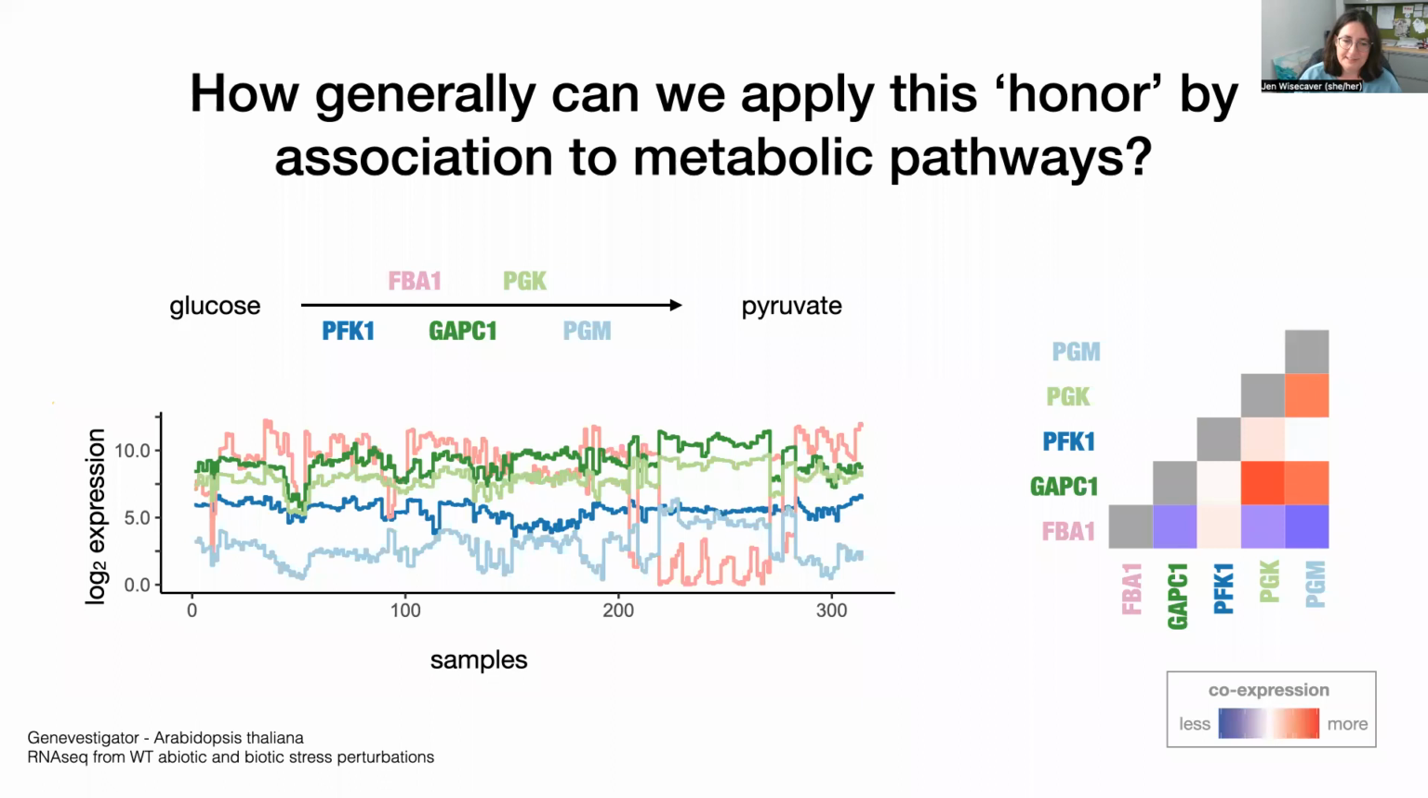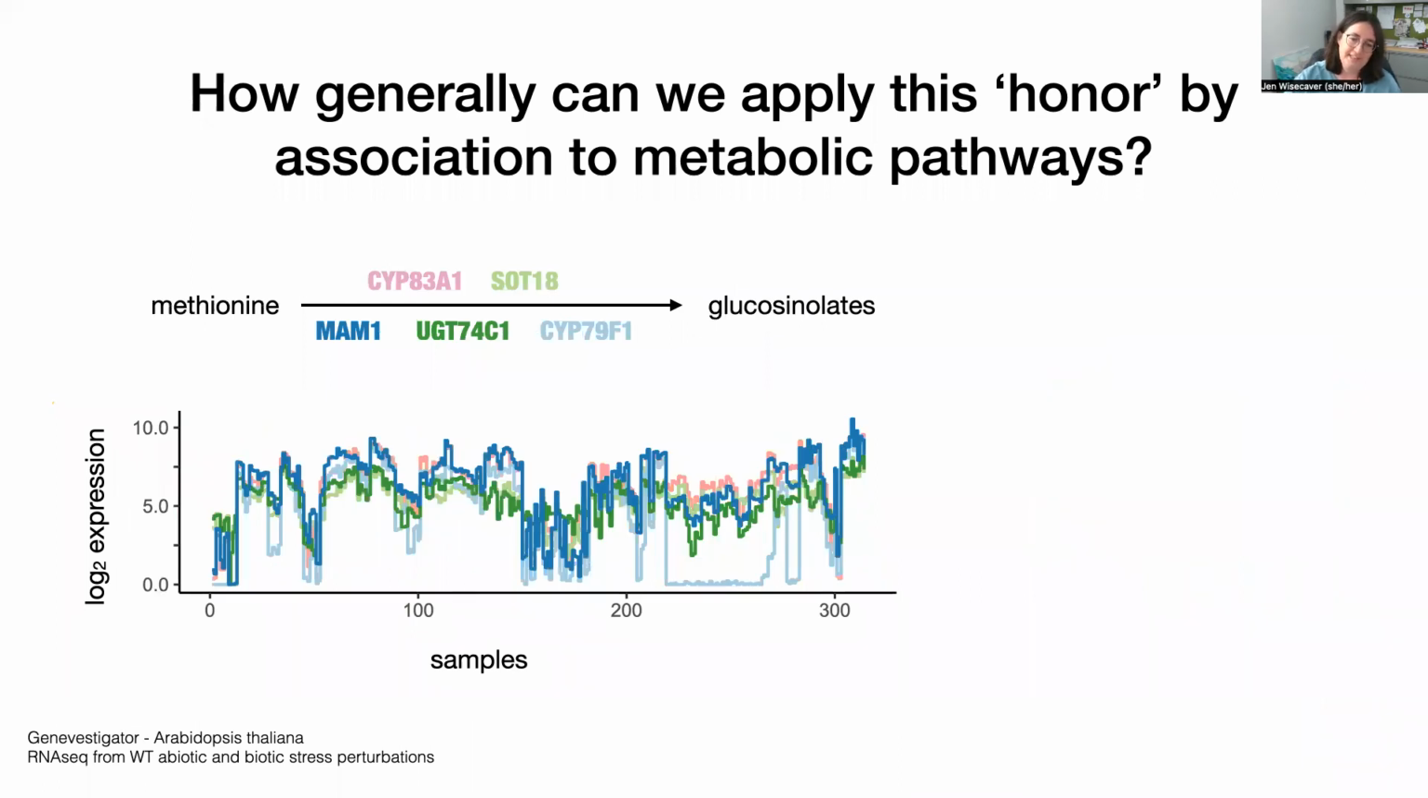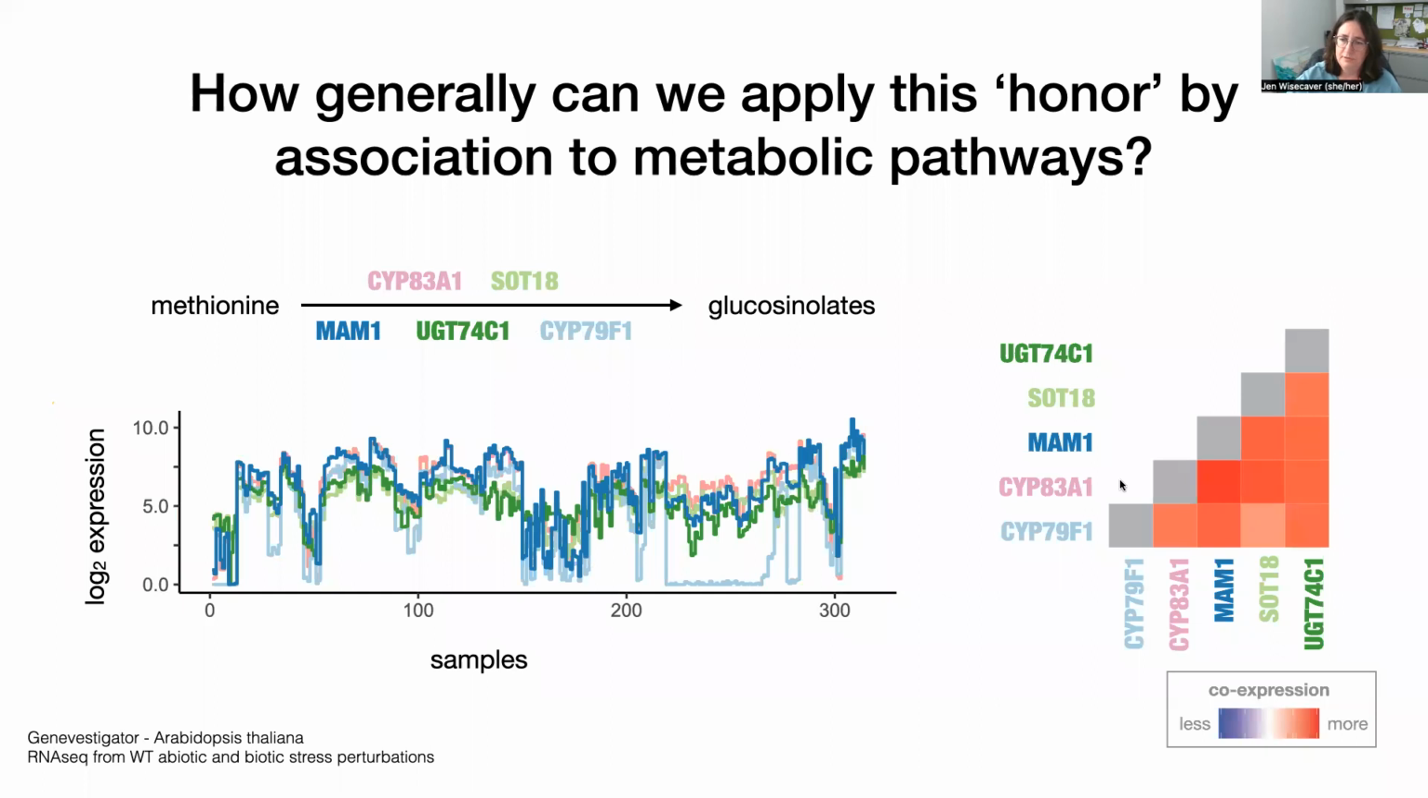And so if you contrast that with 5 genes involved in glucosinolate biosynthesis, which is a specialized metabolic pathway really important for plant defense in Arabidopsis and other Brassicaceae and Brassicales, you see a much different pattern. You see a very strong pattern of correlated expression, also shown here in this bright red heat map.